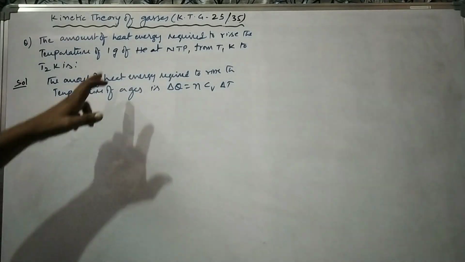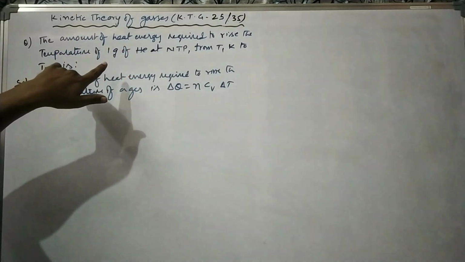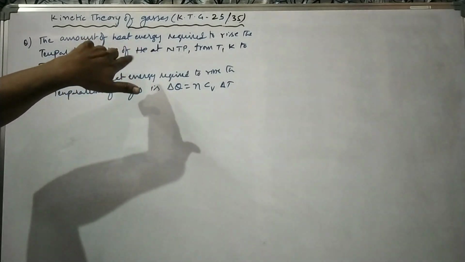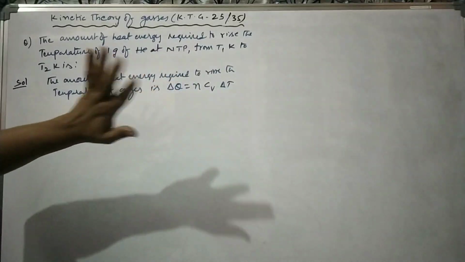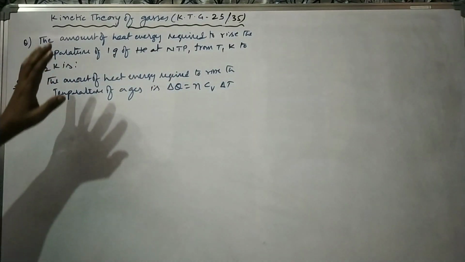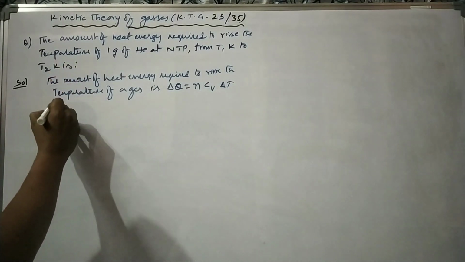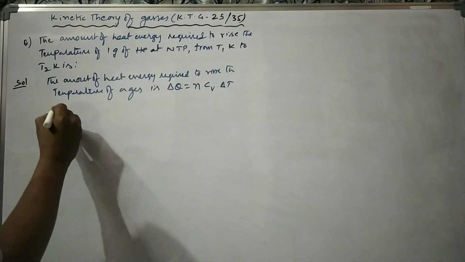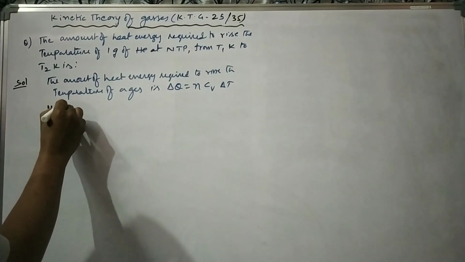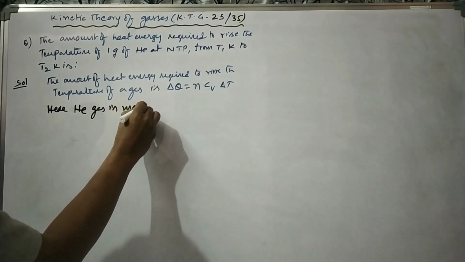Here the amount of heat energy required to raise the temperature of 1 gram of helium gas at NTP. That means here, volume remains constant. So according to the given question, we understood volume remains constant. Given helium gas is monoatomic.